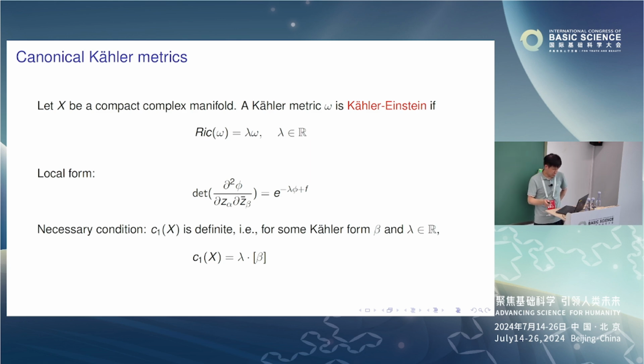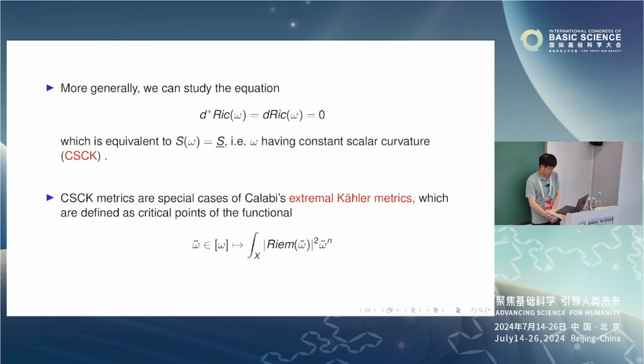Just from the equation, if you take the cohomology class, you see there's a necessary condition for the manifold to admit a Kahler-Einstein metric, namely that the cohomology class of Ricci is proportional to the cohomology class of a Kahler form. So the first Chern class is definite. It's proportional to a cohomology class of Kahler form. So the sign of the lambda is uniquely determined. So when we say c1 is positive, it means lambda can be taken to be positive. And this sign will be important in solving the equation.